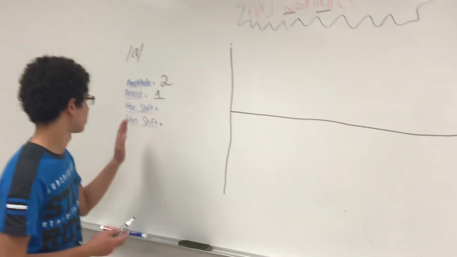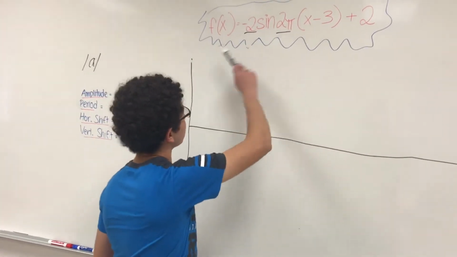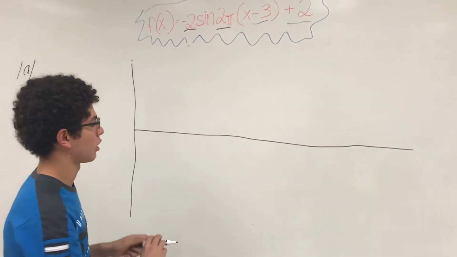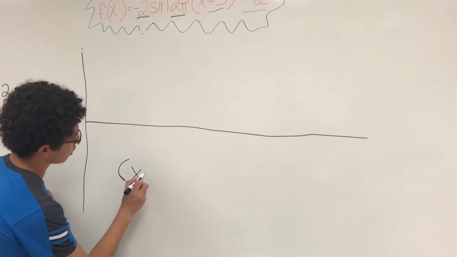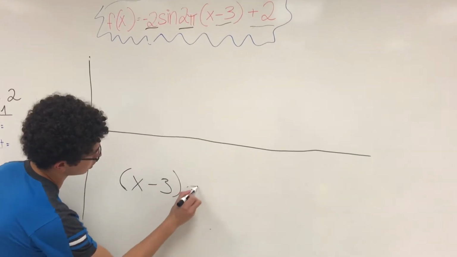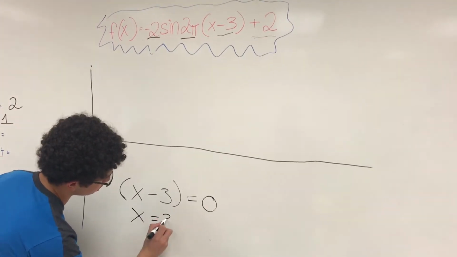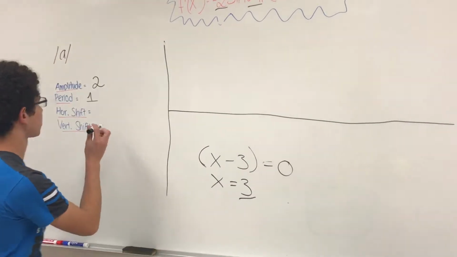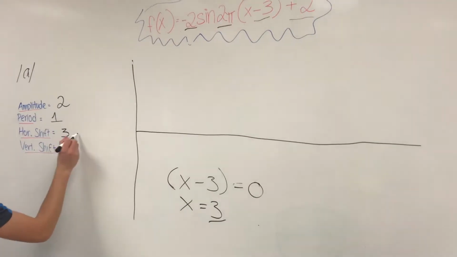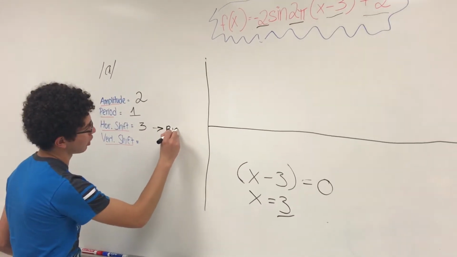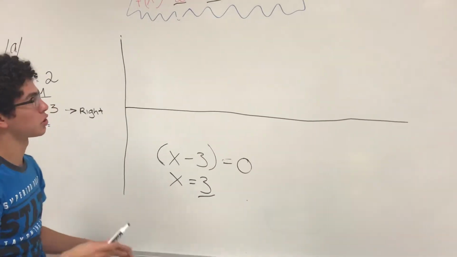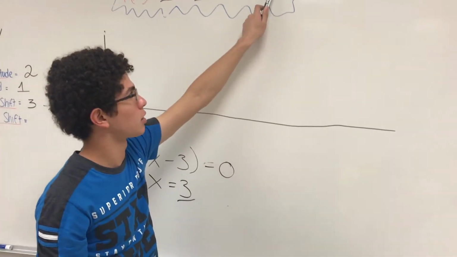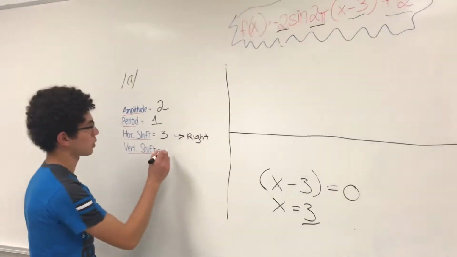Talking about horizontal and vertical shifts, we will analyze in our formula this number and this number. First, for the horizontal shift, what we do is solve for x, and here we have x minus 3 equals 0, so x equals 3. So we got 3 for the horizontal shift, and this means it will be 3 units to the right. For the vertical shift, the only thing we do is see the last number that is added to the formula, and since it is a positive number, it will go up, in this case 2 units up.